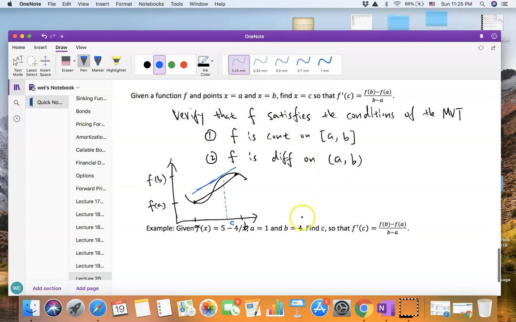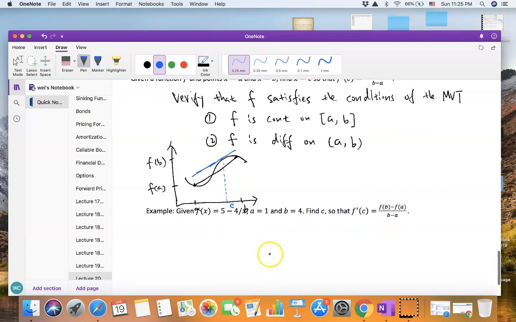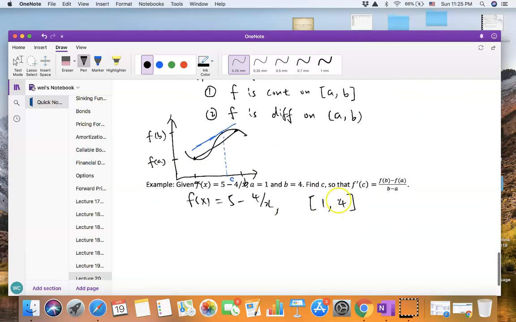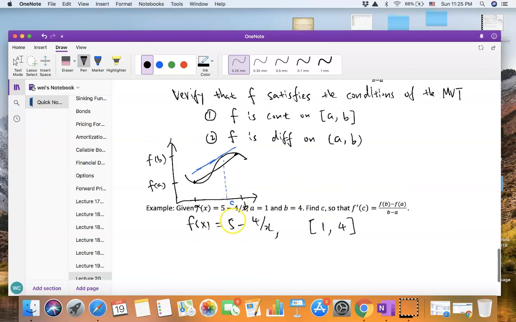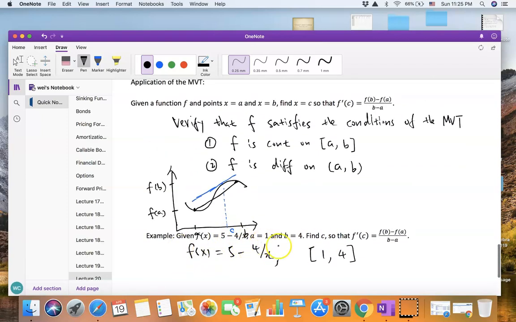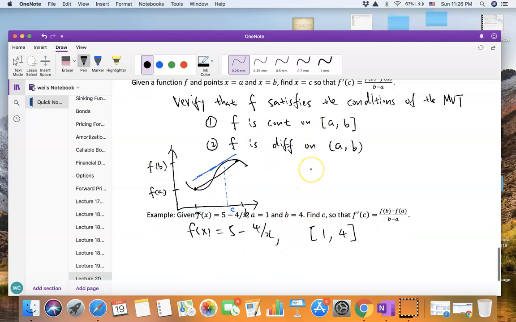Okay, let me use this example to illustrate this idea. So here we are given a function f(x) equals 5 minus 4 over x, and a equals 1 and b equals 4. So the interval we are given is from 1 to 4. Before we start finding the c, let's take a look at if this function satisfies these two conditions.